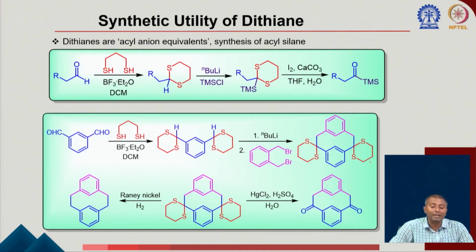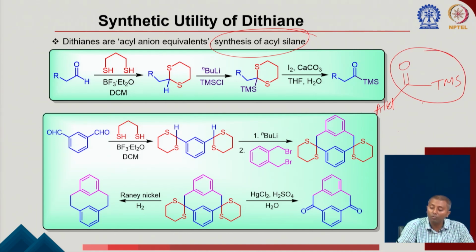Again, I think the dithianes are acyl anion equivalents, and they can be useful for the synthesis of acylsilane. I think I talked about this compound in the Brook rearrangement. If you remember, we are talking about some sort of an acylsilane, which means you have this functional group, a C=O with TMS. This type of compound can be synthesized using this dithiane protection. So we started from the corresponding aldehyde, and this hydrogen was replaced by a silicon. So I think this is a trimethylsilane.